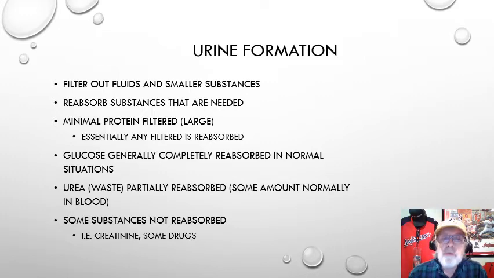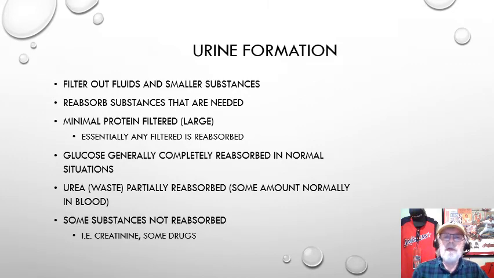Okay, urea, which is a nitrogen product, is partially reabsorbed. Some also stays in the blood. There's a test that we'll talk about later on called the blood urea nitrogen. There's always a little bit of this urea in the blood, and that's where they get the test, blood urea nitrogen. So when I draw a blood test, one way that they follow kidney function is to see what the blood urea nitrogen is.